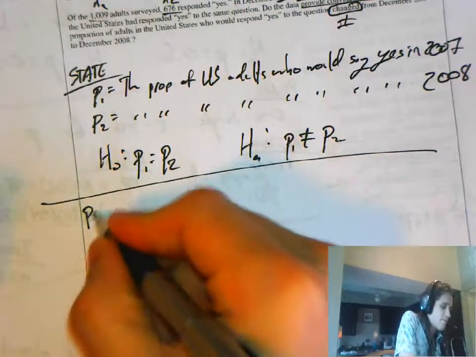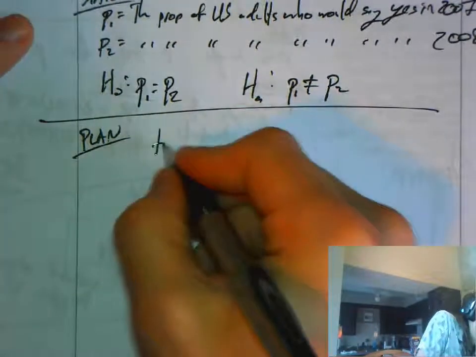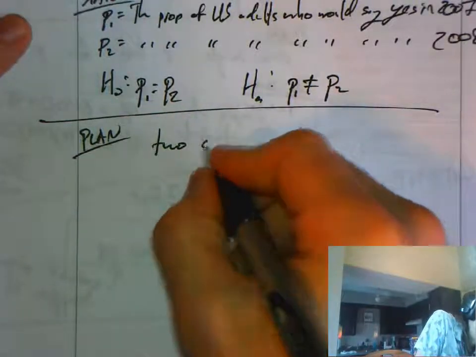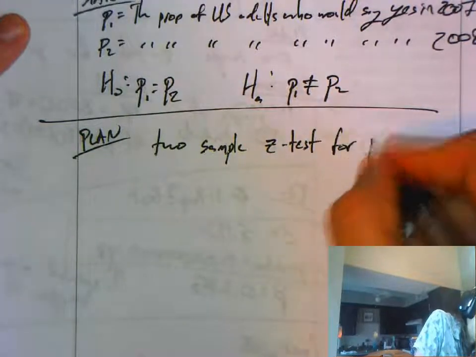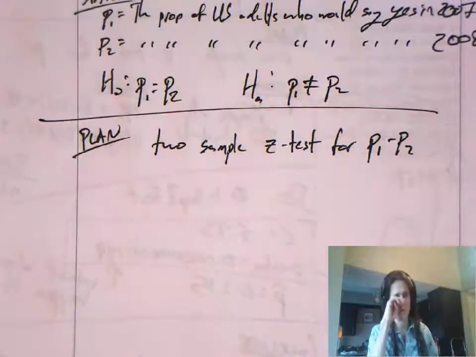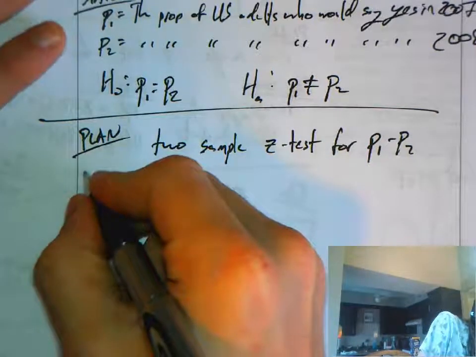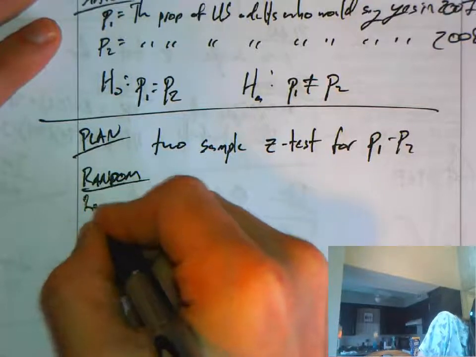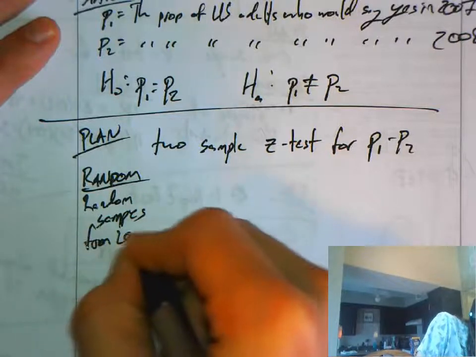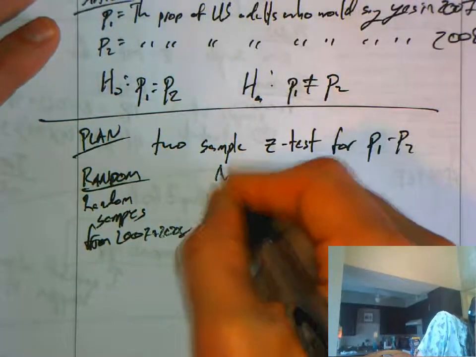Plan step. You know, you got to name the thing you're going to do. What are we going to do? We're going to do a two proportion test. We're going to test for the difference between two samples taken, a two-sample Z test for P1 minus P2. You can write P1 minus P2, or you can write it as a difference of proportions. I don't care. They're equivalent. So that's our plan. We've got three conditions. We've got random. We were told we took random samples from 2007 and 2008. Normal's a little weirder.